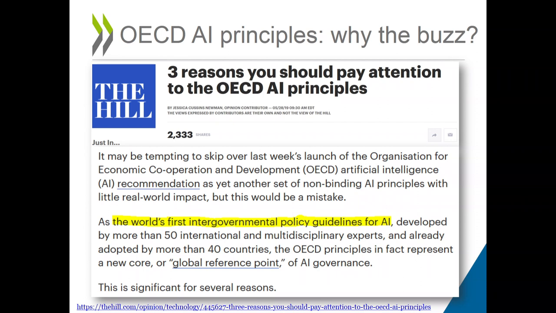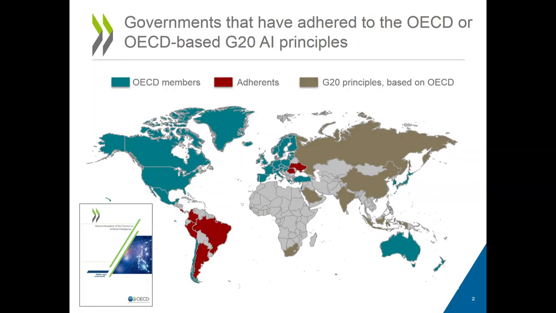So what does this mean? Well, we have a lot of other principles going around in the world, other organizations coming up with principles, ethical guidelines, et cetera. But so far, the OECD AI principles have been the only ones adopted by governments. Now you may say, okay, it's the governments from the OECD countries, so the rich country club, as some people may call it. Well, that's not completely true.